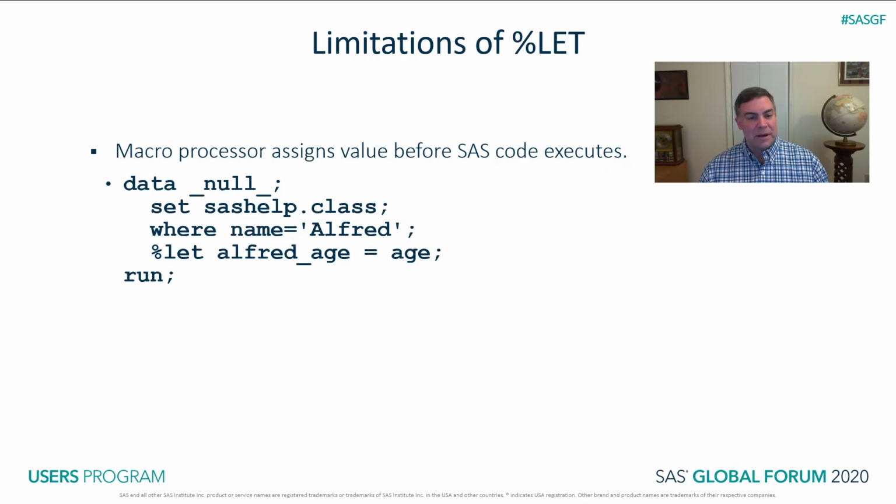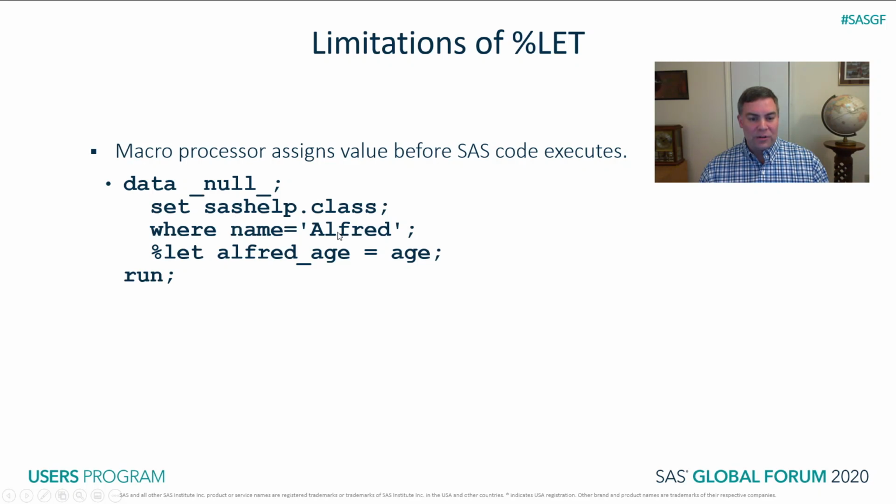So let's look at this data step here. We have data _null_, set sashelp.class. Now, that's one of the built-in data sets that comes with SAS. There's a whole library called sashelp. Sashelp.class has 19 records with information about the kids in a grade school classroom. And one of those kids' names is Alfred, and so we've said where name equals Alfred, so this is only going to read in one record.